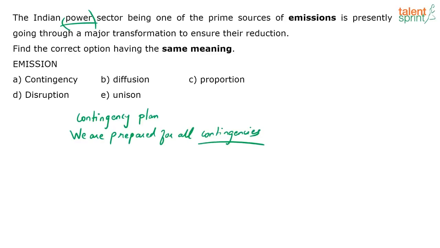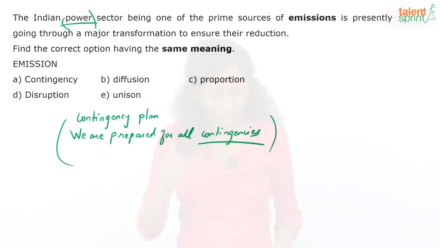In this context, I've given you an example. We are prepared for all contingencies means what? Basically, a contingency plan means a possible plan, a likely plan to happen. A possibility. So when I'm saying we are prepared for all contingencies, it means uncertainty, because we don't know. It's like a chance happening. Anything might happen, but we are prepared.